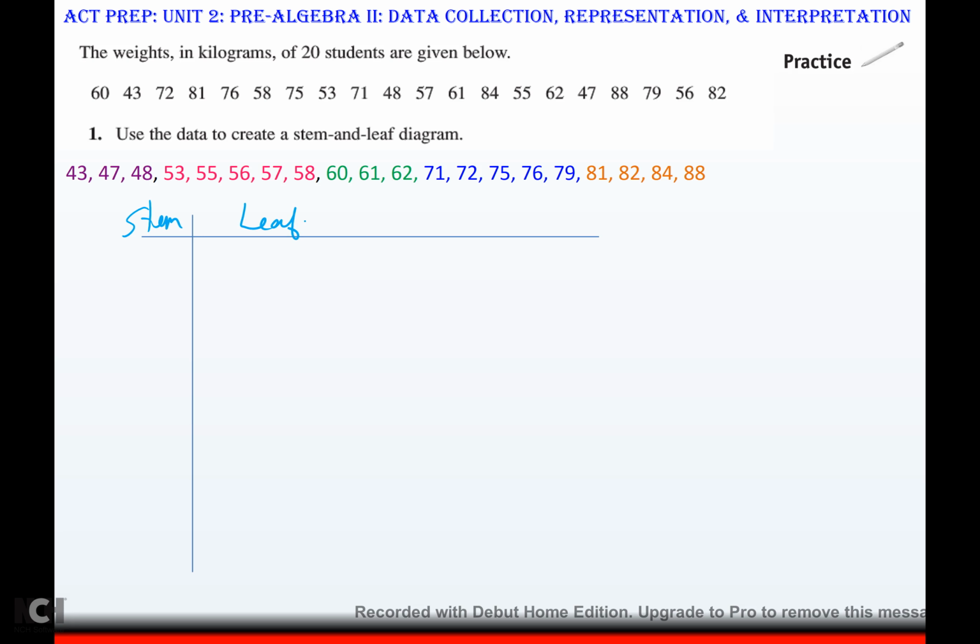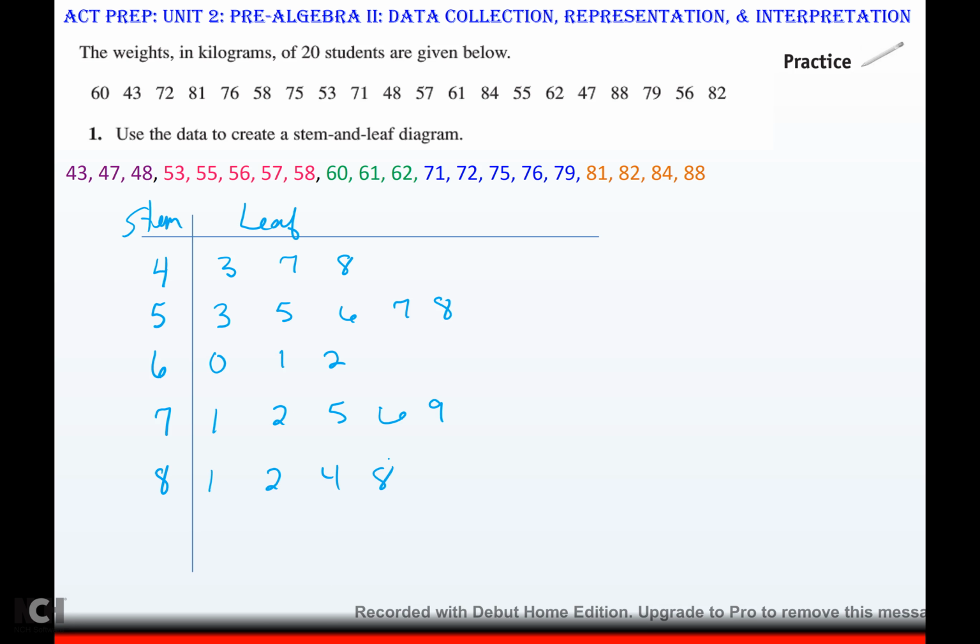Alright, I have numbers in the 40s, the 50s, the 60s, the 70s, and the 80s. My numbers in the 40s are 43, 47, 48. My numbers in the 50s are 53, 55, 56, 57, and 58. 60s is 60, 61, 62. 70s, 71, 72, 75, 76, 79. And in the 80s, 81, 82, 84, and 88. And there's my stem and leaf.